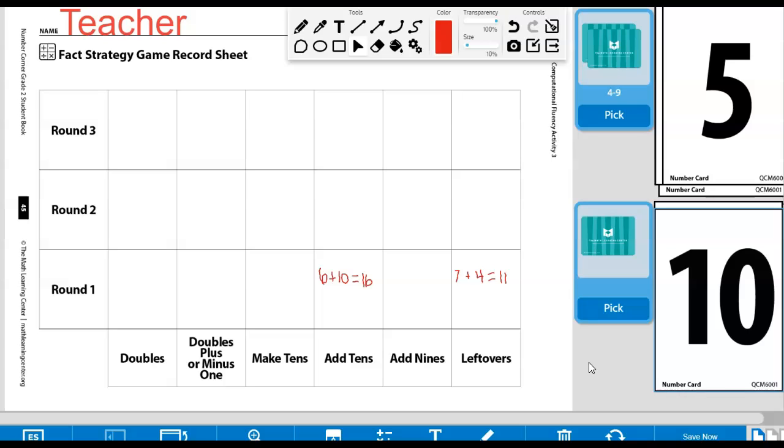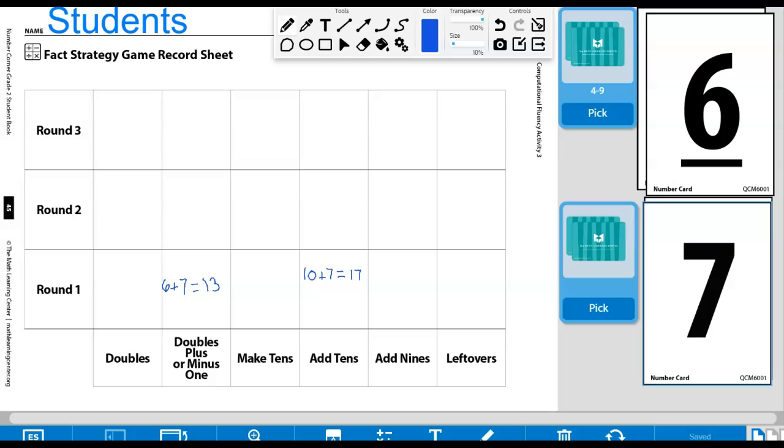Oh, I was so close to winning right away. That's okay. Let me fill this into my add 10s. I know that if I add my 1s onto my 10, my 5 plus 10, I get 15. Oh, I was so close to winning right there, but that's okay. Let's see how you do on your next turn. Let's pick your cards.